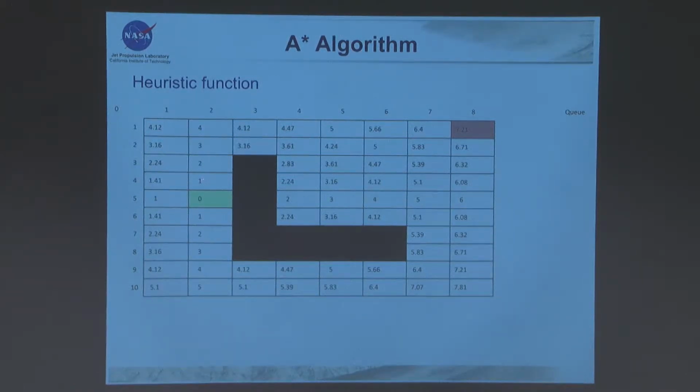For example, if you are here, the cost is 1. If you are here, the cost is 1. If you are here, on this diagonal, the cost is 1.41. If you are here, the cost is something like this, always straight. And it doesn't consider the obstacle. It's an optimistic value.